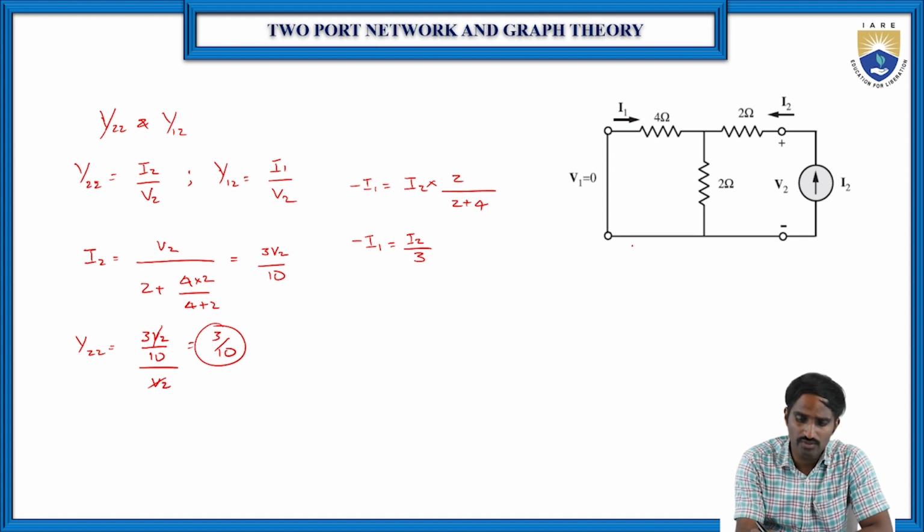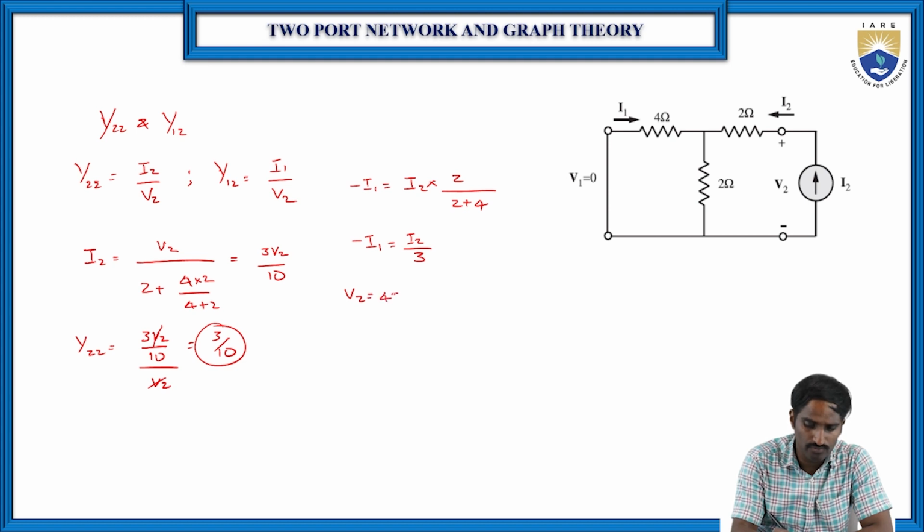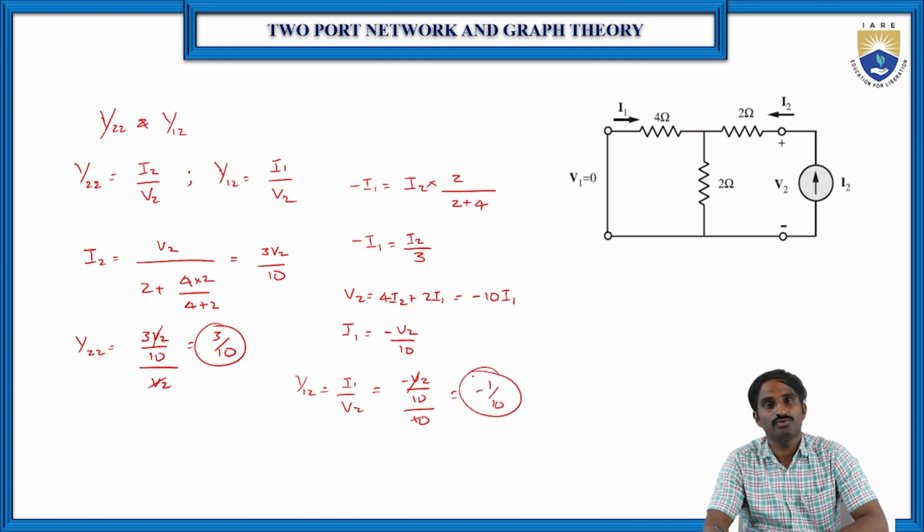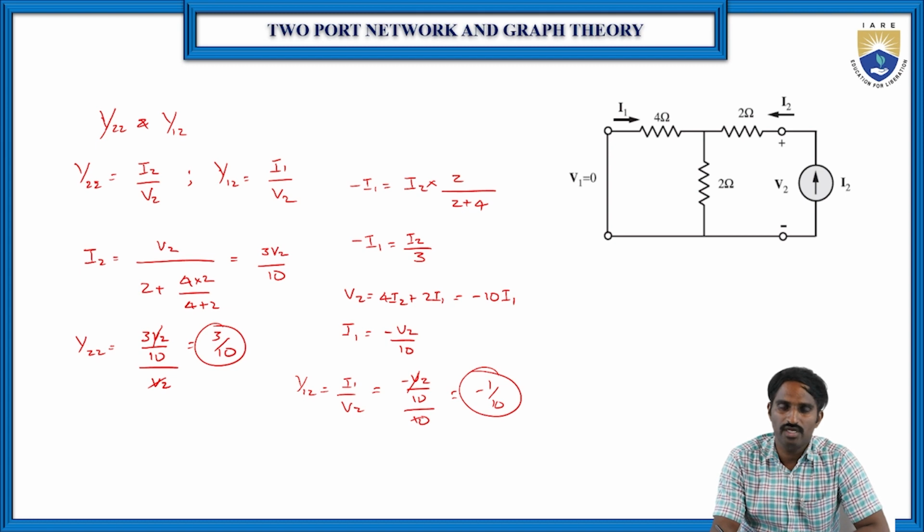Then again apply KVL to loop 2. V2 is equal to 4 into I2 plus 2 into I1. Then substitute this value, and you will get I1 in terms of V2 as minus V2 by 10. Then y12 is equal to I1 by V2, which is minus V2 by 10 by V2. So you will get minus 1 by 10. This is y12. This way we can find the values of the various y parameters.